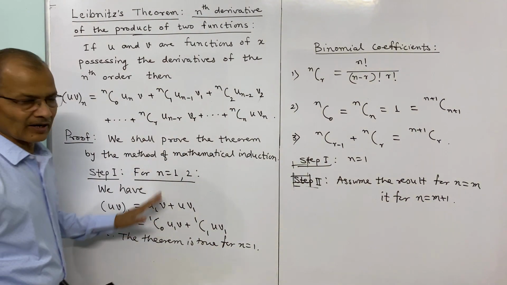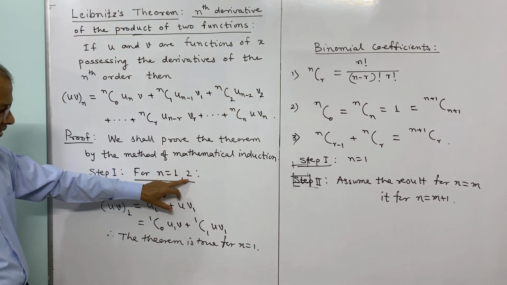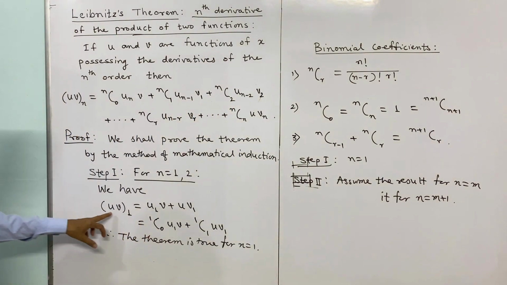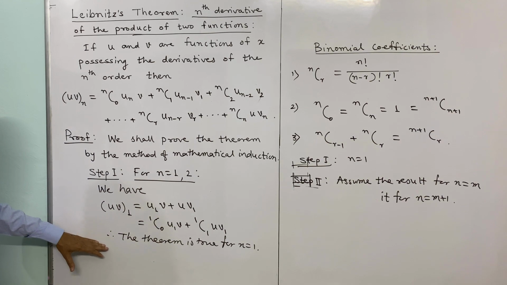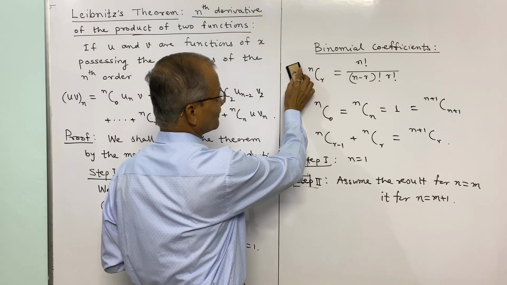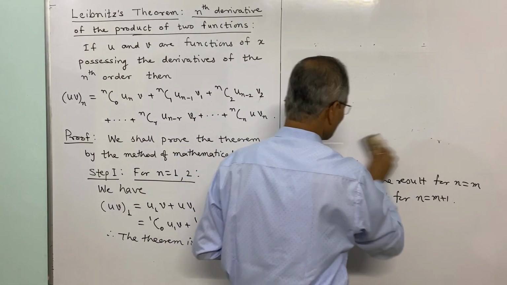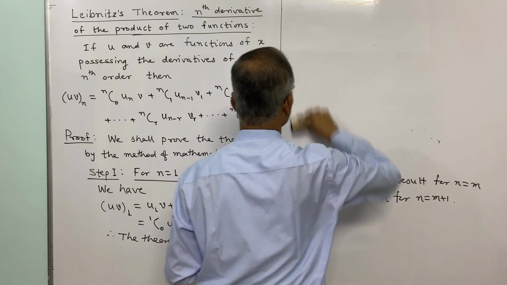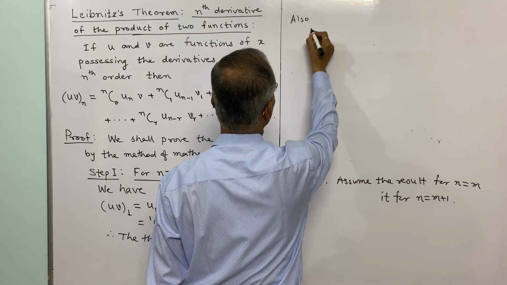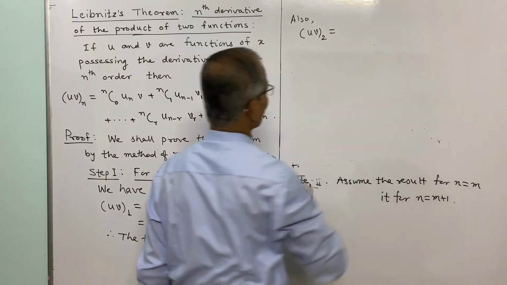So the first step of induction we have done, but we will also verify for n is equal to 2. So differentiate this first derivative to get the second derivative. So these are binomial coefficients we will use further. Also we have second derivative of u into v.